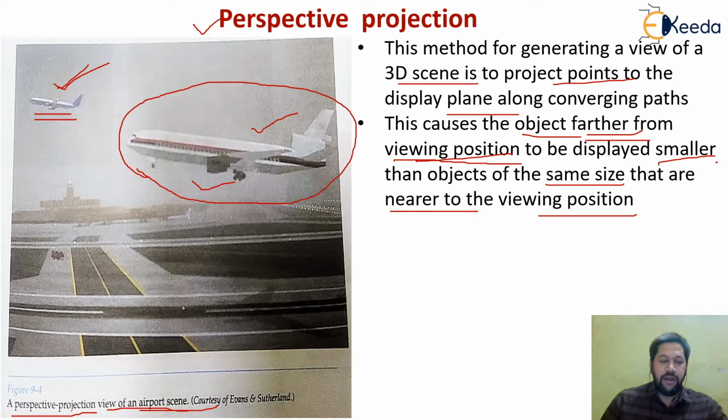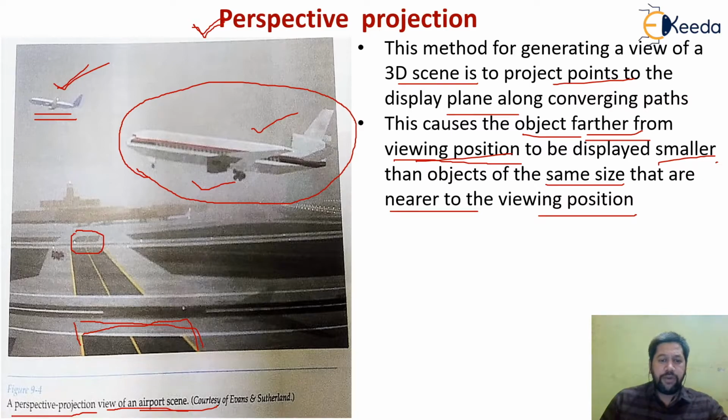Even you can find that the runway area here may be of the larger size, but if I move to this particular side, you can find it may be of the smaller size because it is at the farthest distance. So this is the second type of projection that we have to display the 3D view, and we call it the perspective projection.